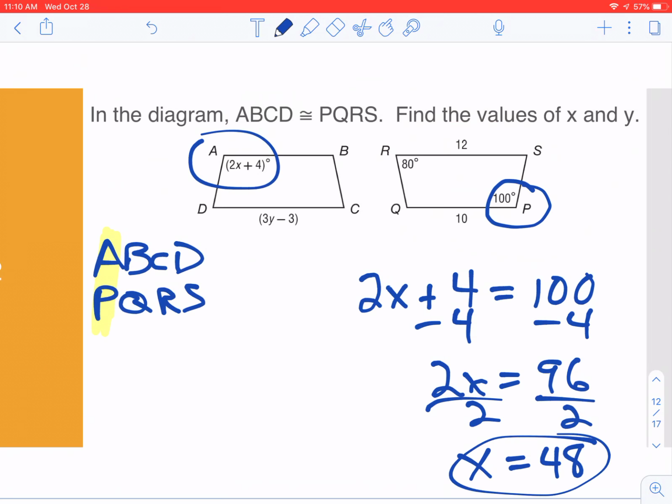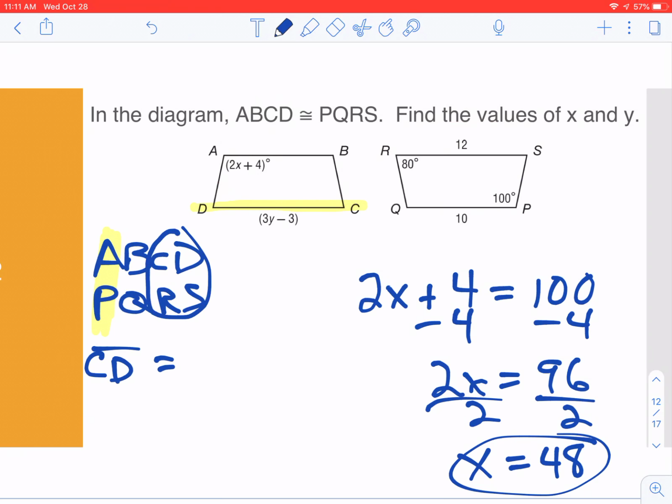Okay? Now, let's think about finding y. Y is on this line. 3y minus 3 represents CD. So let's look at segment CD, and we can see that CD is congruent to RS. Now we look in the picture, and what's RS? It's up here. CD is not congruent to QP, even though the picture might look like it.